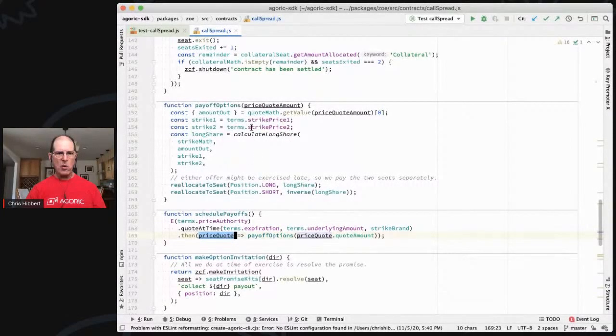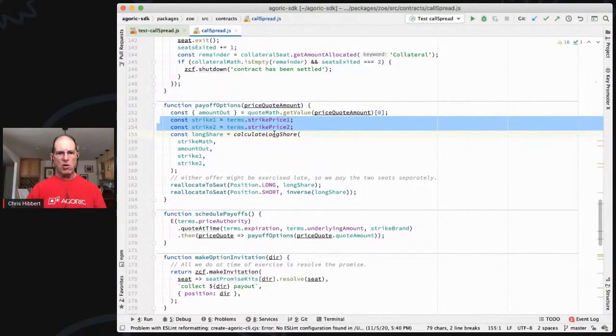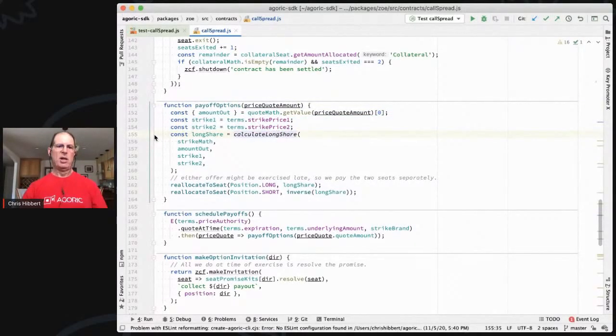So at some future time, we'll know the value that's available, and this will take that, and using the two strike prices, it will call that calculate long share function that I showed you before, passing all of these in. So this will give it the position from 0 to 1 that's due to the long share.